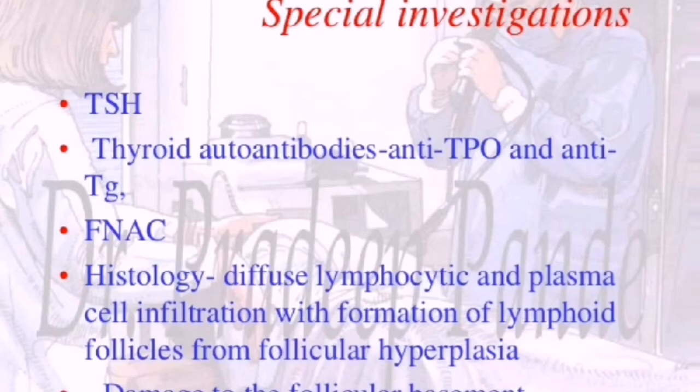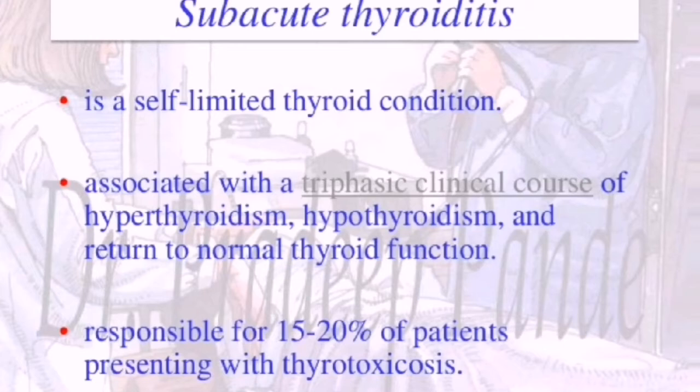There is diffuse lymphocytic plasma cell infiltration with formation of lymphoid follicles from the follicular hyperplasia. The damage to the follicle affects the membrane. Another is subacute thyroiditis, a self-limited thyroiditis associated with a clinical course of hyperthyroidism and return to normal thyroid function. It is responsible for 15 to 20% of patients presenting with thyroiditis.